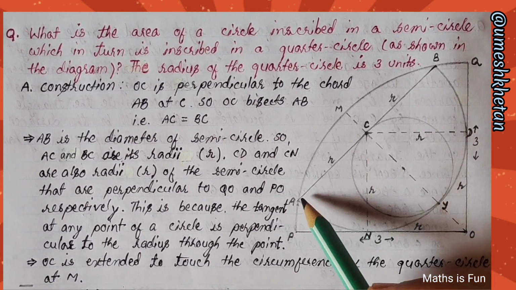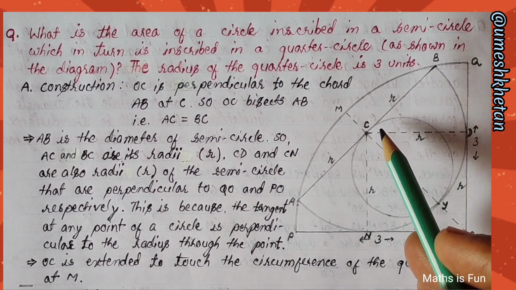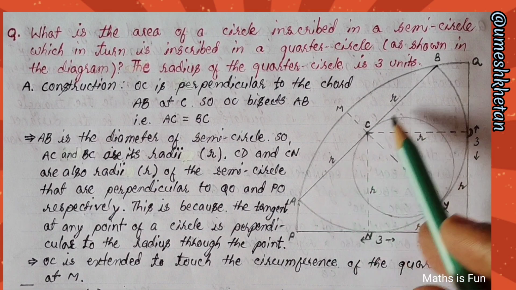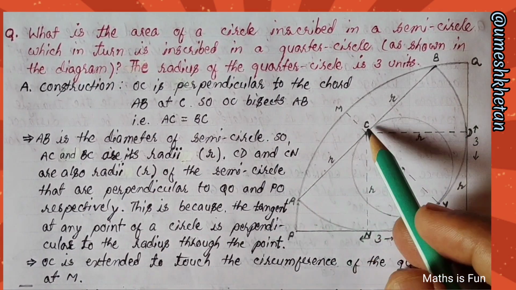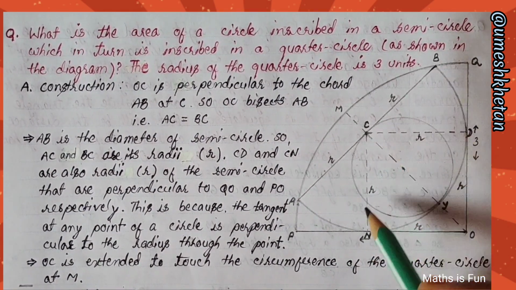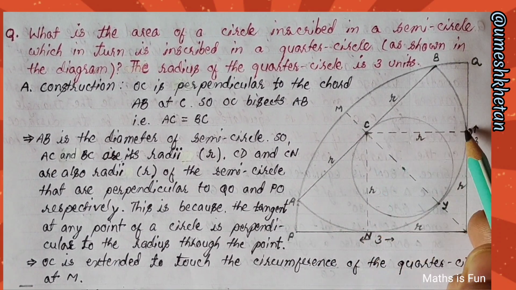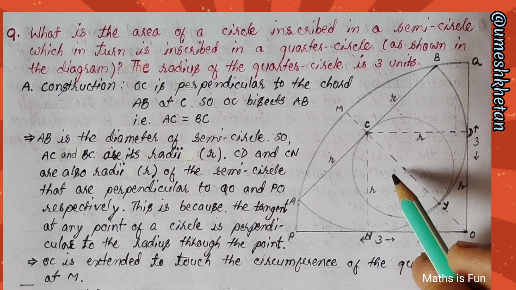Again, we see that AB, which is a chord of the quarter circle, is a diameter of this semicircle. So AC and BC are the radii of this semicircle. Similarly, CN and CD are also radii of this semicircle.